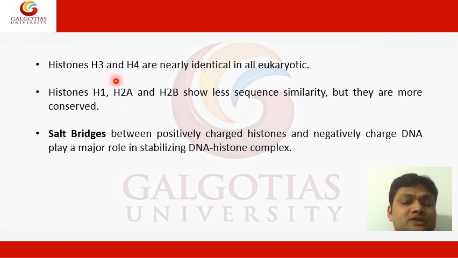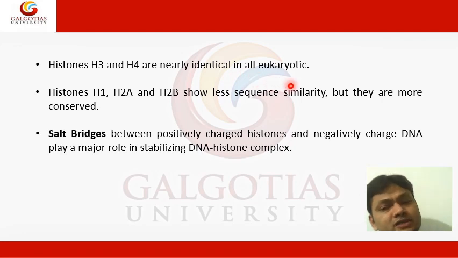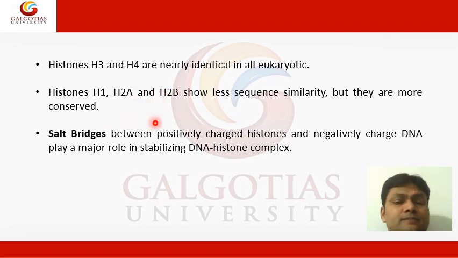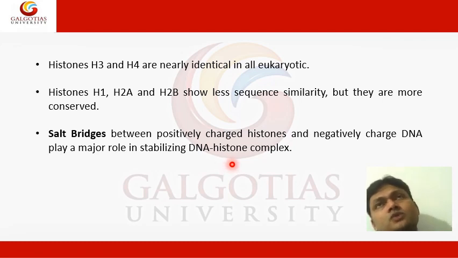The histones H3 and H4 are nearly identical in all the eukaryotic cells, suggesting the strict conservation of their functions. The histones H1, H2A, H2B show less sequence similarity, but on the whole, they are more conserved than other types of proteins. Some salt bridges between the positively charged histones and the negatively charged DNA also play a major role and provide stability in the DNA histone complex molecules.